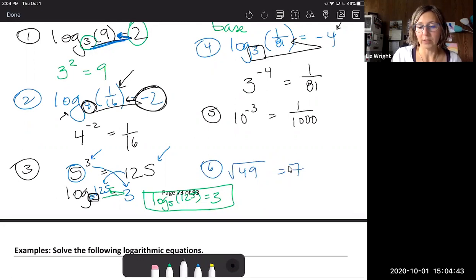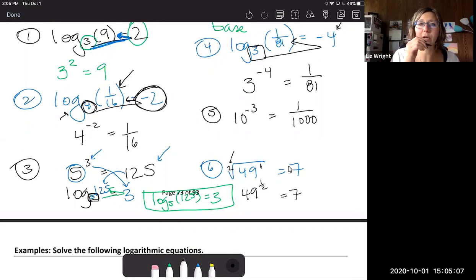But we can convert square roots into exponents by thinking about what is our radicand, what's the exponent on our radicand, and it's a 1 because there's no exponent there, so it's an implied 1. And then knowing that our index is 2, we can rewrite this as 49 to the 1/2 power equals 7.